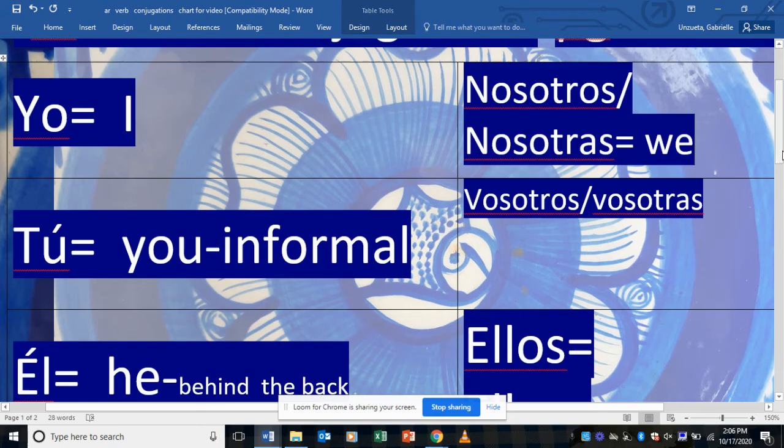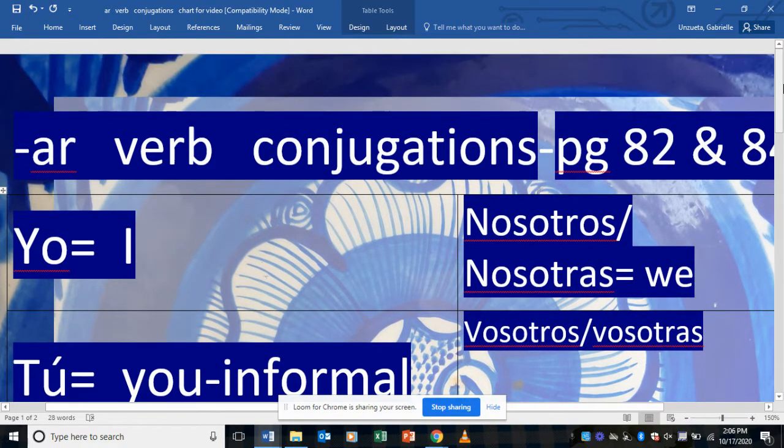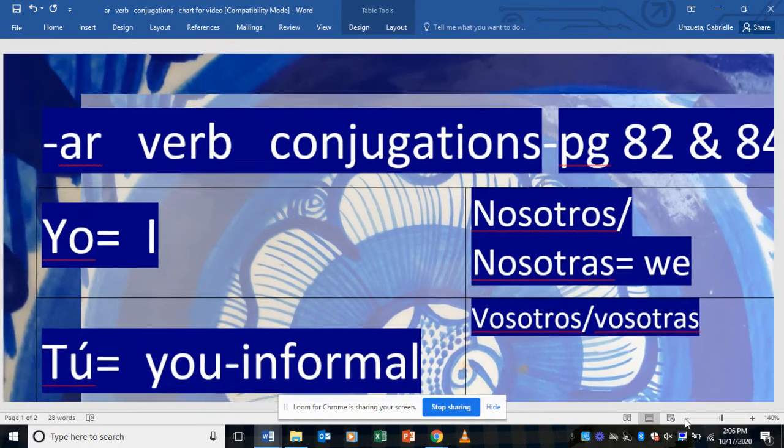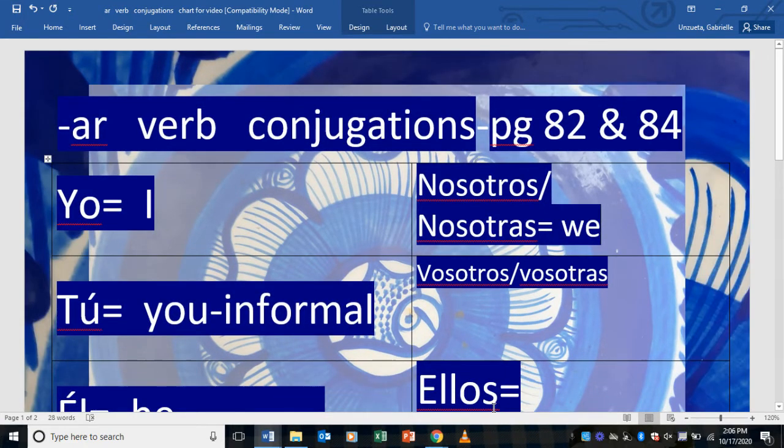In this video, I am going to show you how to use subject pronouns. Subject pronouns are things like I and you and he and she. I'm going to show you the subject pronouns that are found on page 82 in your textbook. Notice it also says AR verb conjugations. That's because we will eventually use the same chart when we do conjugations. But right now we're going to start with just the subject pronouns.